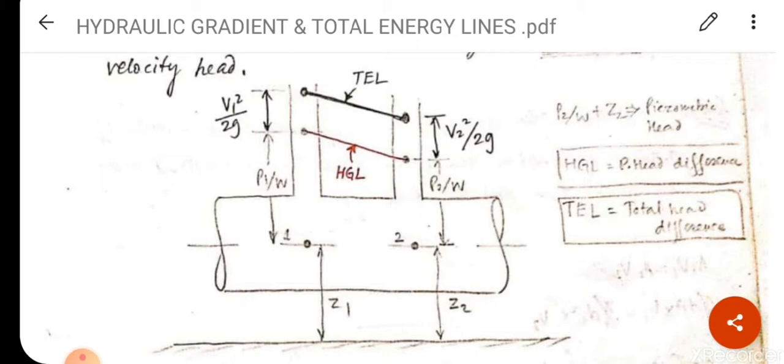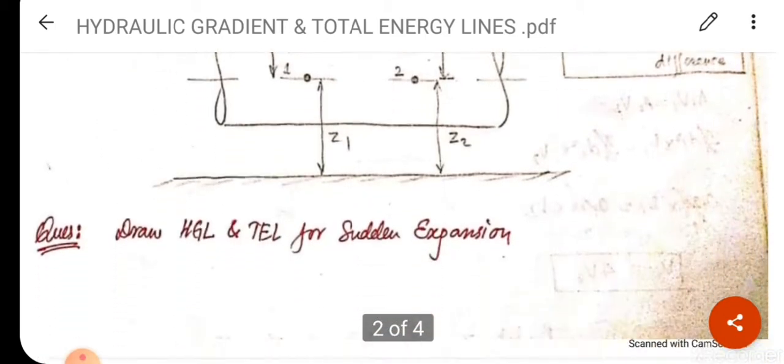Okay, so see this question, hydraulic gradient line concept and TEL line concept will be more clear. Draw HGL TEL for sudden expansion. Clear? क्या बोल रहा है यहाँ पे?